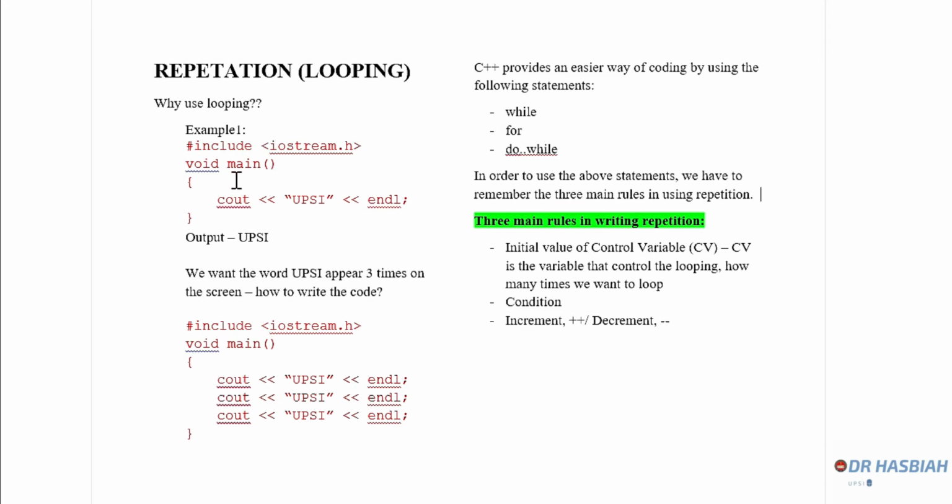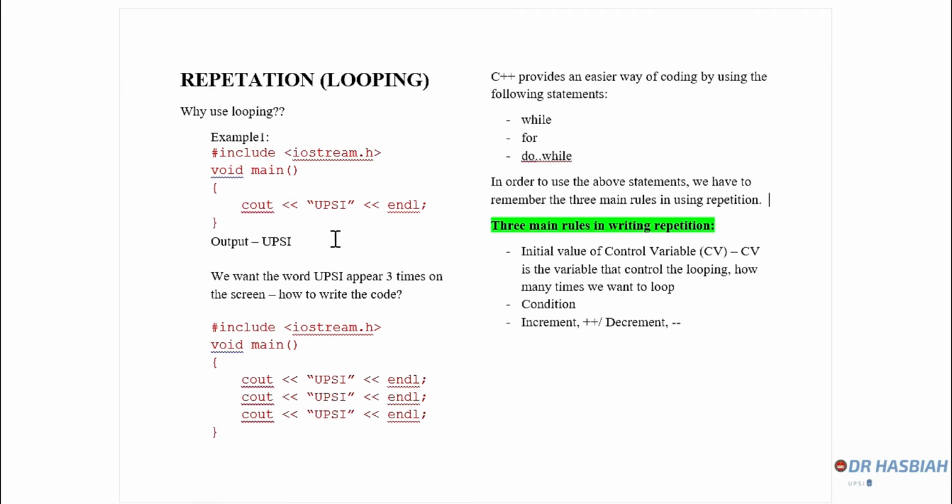You have to use your cout statement here. We have cout oopsie, and this is the simple example. You save the program, compile and run the program, then you get the output oopsie on the screen. So that is only one oopsie on the screen.